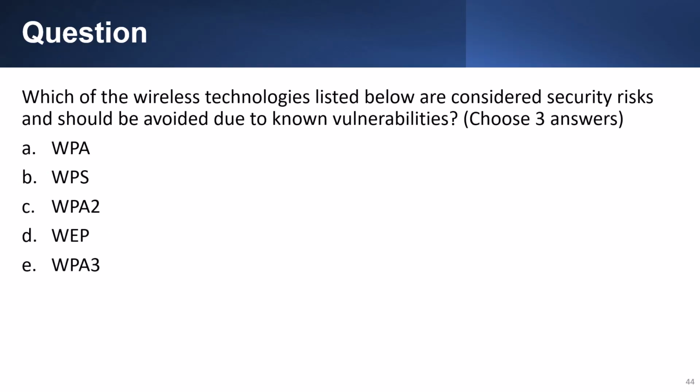Question: Which of the wireless technologies listed below are considered security risks and should be avoided due to known vulnerabilities? Choose three answers. Answer: WPA, WPS, and WEP.